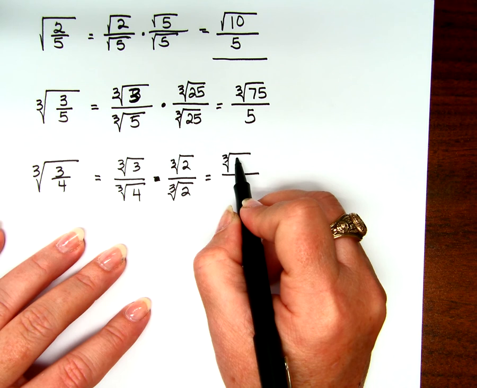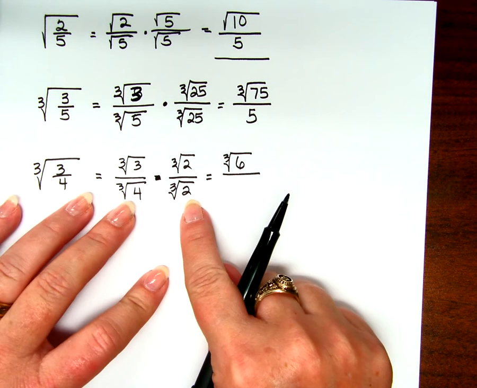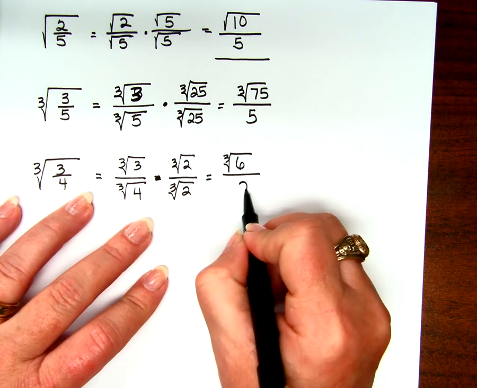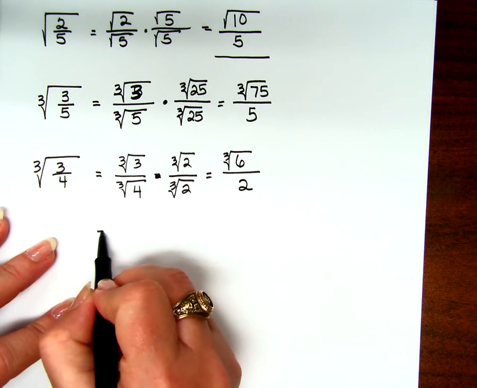Cube root of 6. And what do I end up in the denominator? Cube root of 8, which is 2. And I'm done, right?